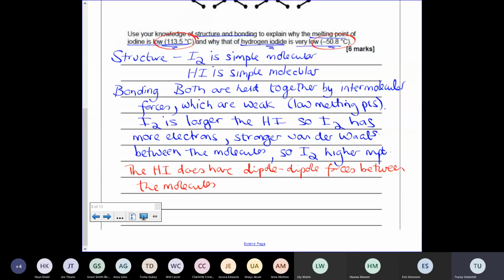Okay, well, the van der Waals must dominate. So I'll just put that in brackets there just to remind you. That's not always the case, it's just here, that's what information they've given you. So you have to go with that, really, in terms of describing those melting points. Okay, that's question 4.